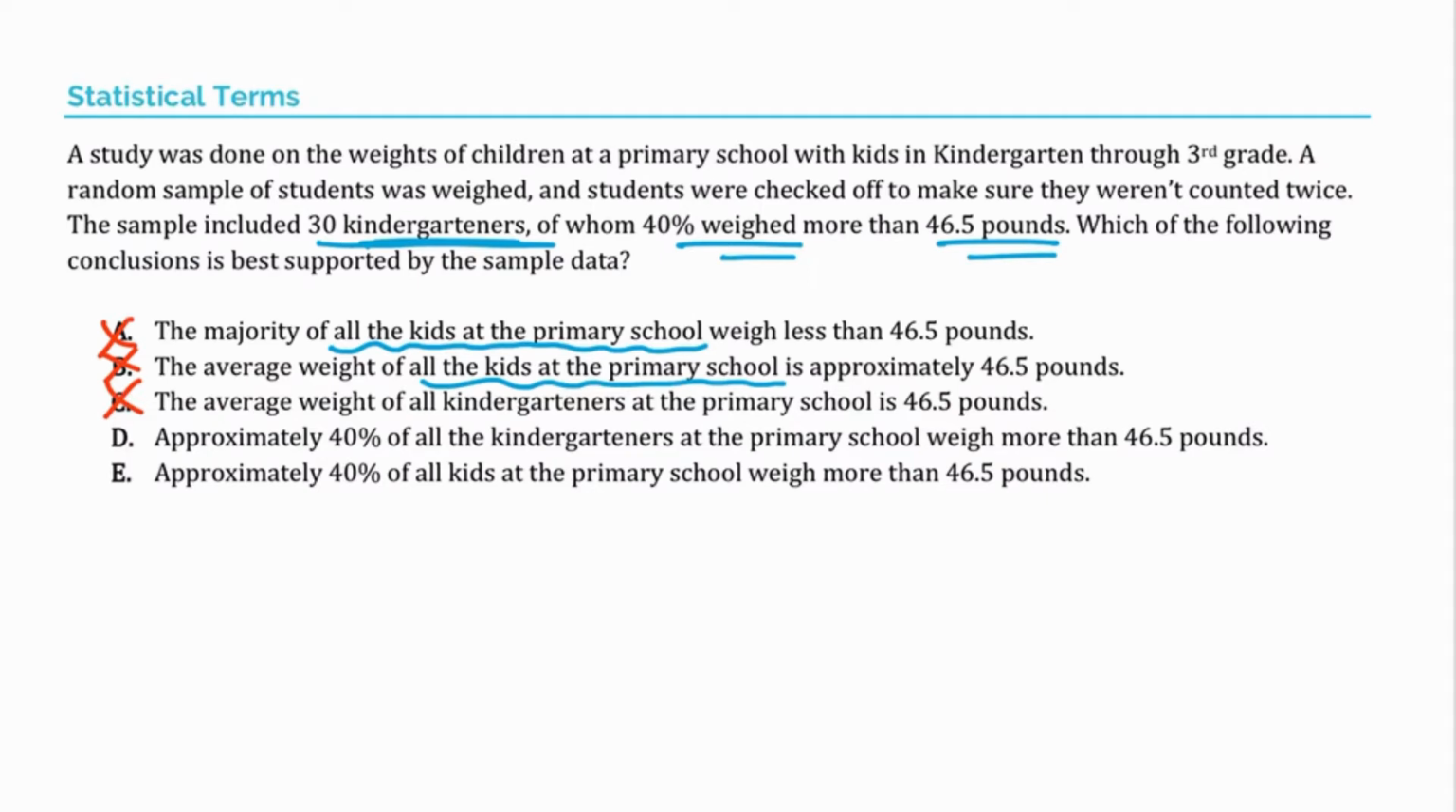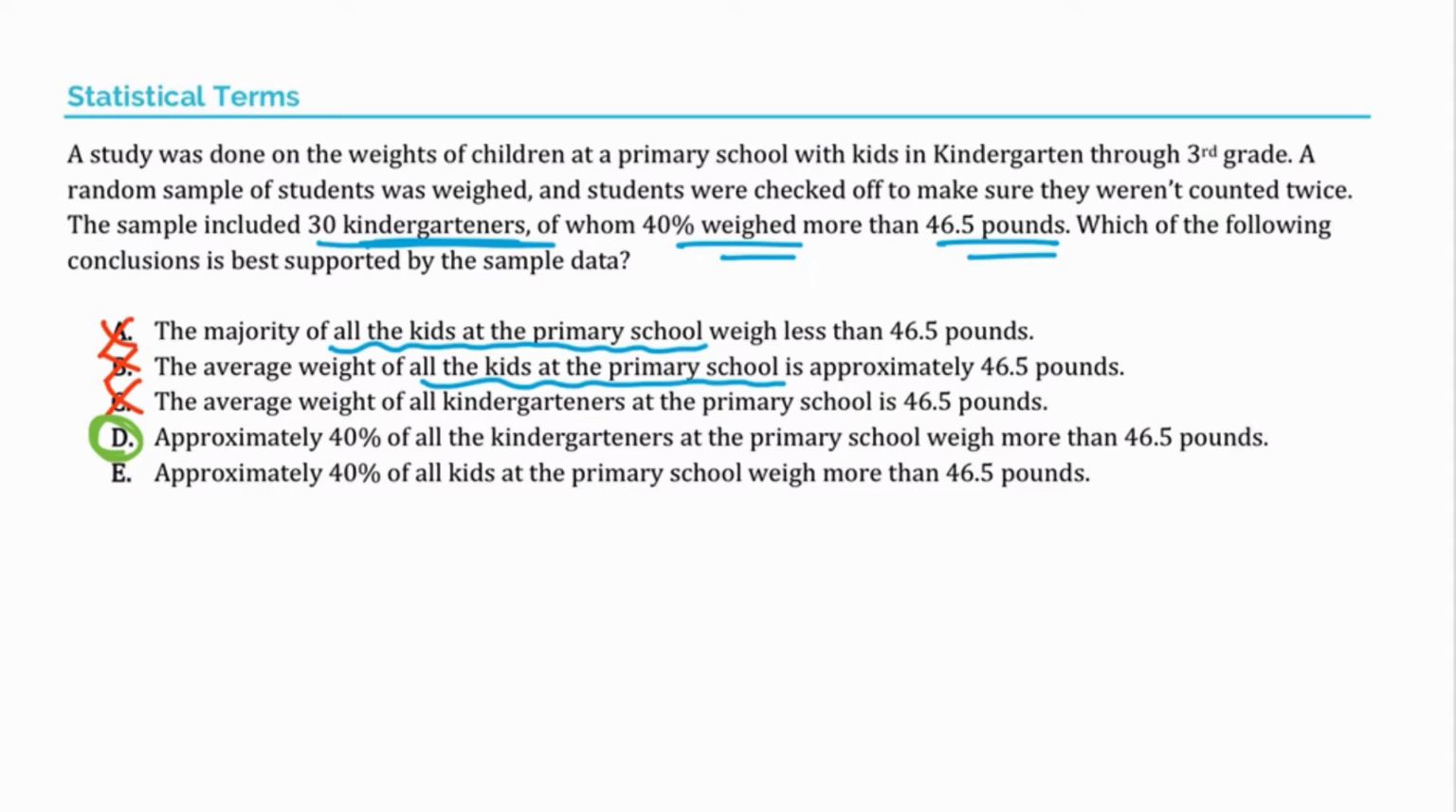Okay, so if I sample 30 kindergartners and 40% weigh more than 46.5 pounds, then the conclusion that I'm allowed to make is that somewhere around 40% of all the kindergartners, because remember, I only studied 30 of the kindergartners, so I took that sample of 30 of them. So from that sample of 30, if 40% weigh more than 46.5 pounds, then I'm allowed to conclude that, well then, if I generalize that to all the kindergartners, approximately 40% of them would have that same characteristic of weighing more than 46.5 pounds.